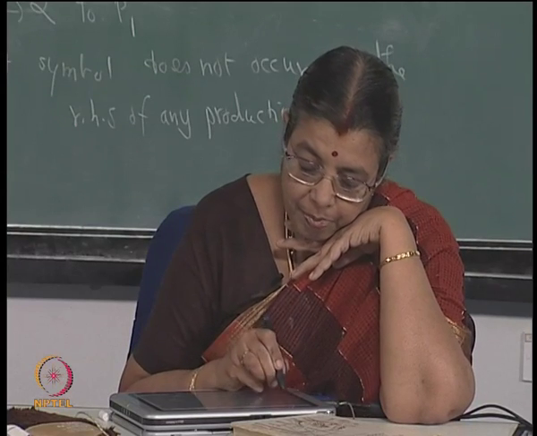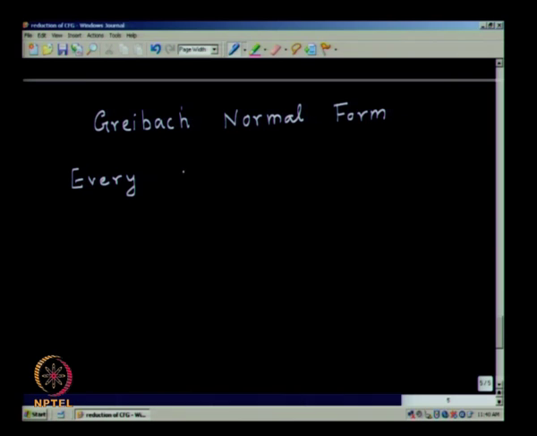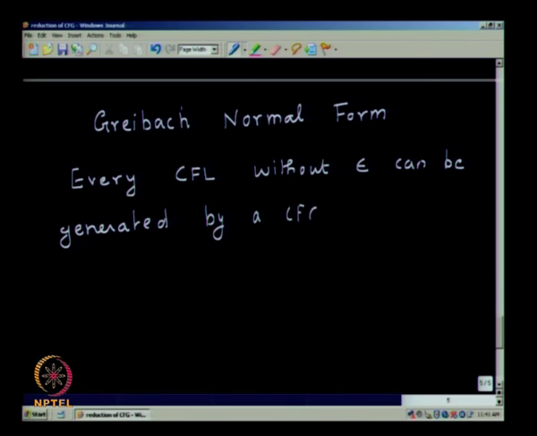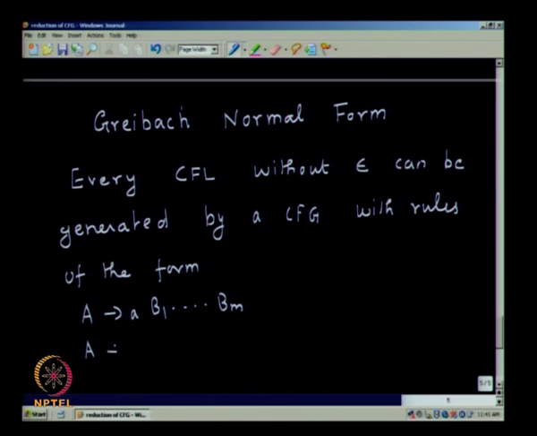What is Greibach normal form? Every CFL without epsilon can be generated by a CFG with rules of the form A goes to a B1 B2 ... Bm, A goes to a, where A, B1, etc. are non-terminals and a is a terminal.